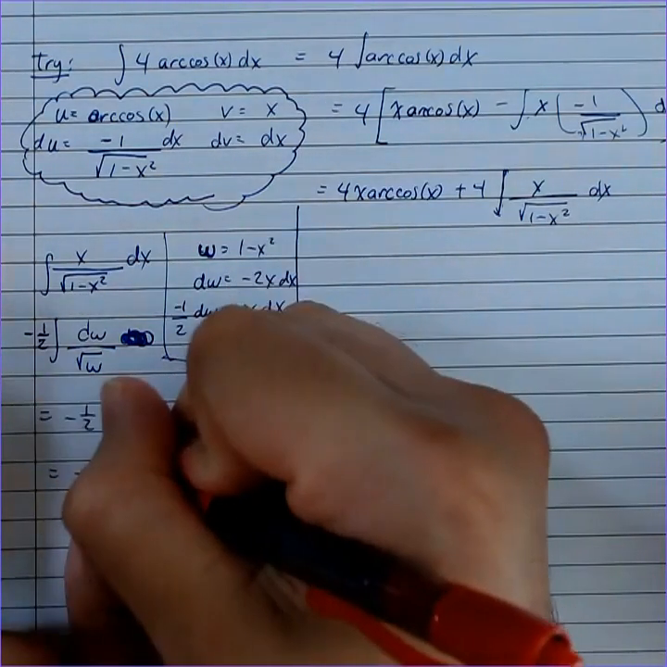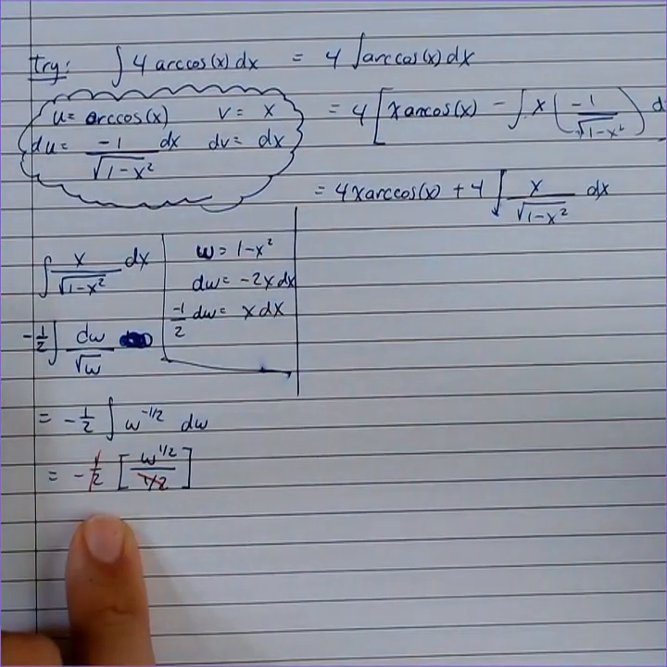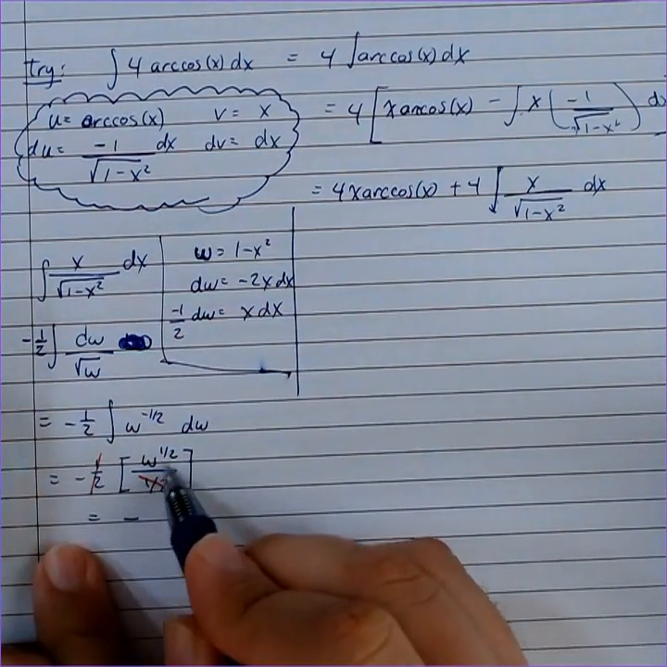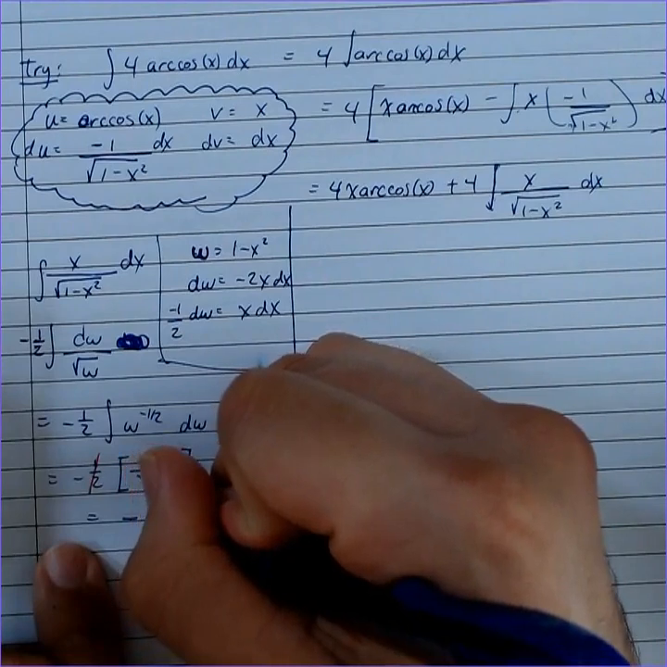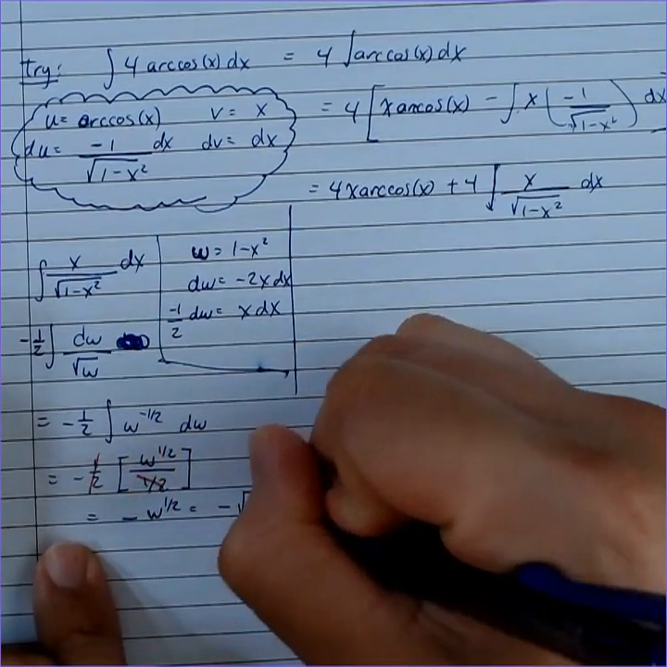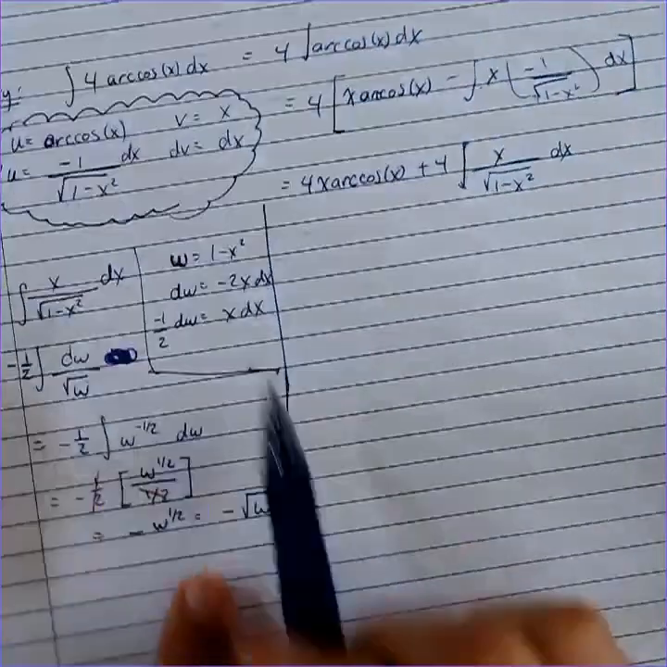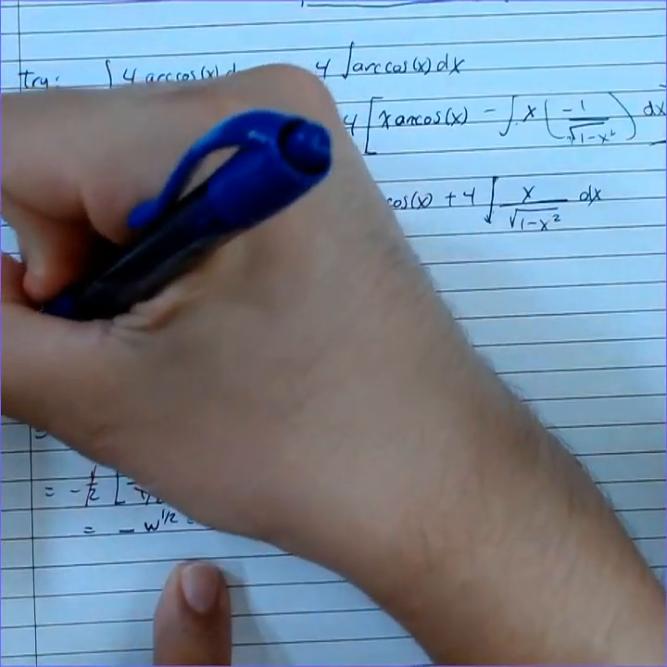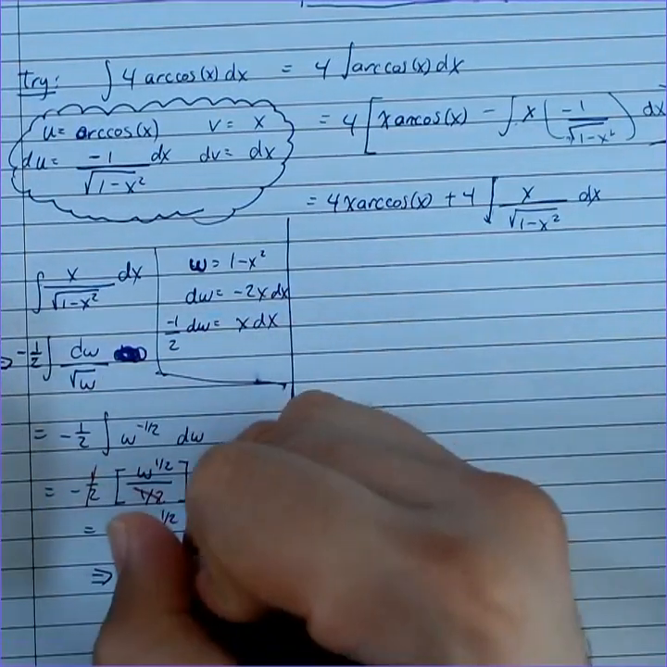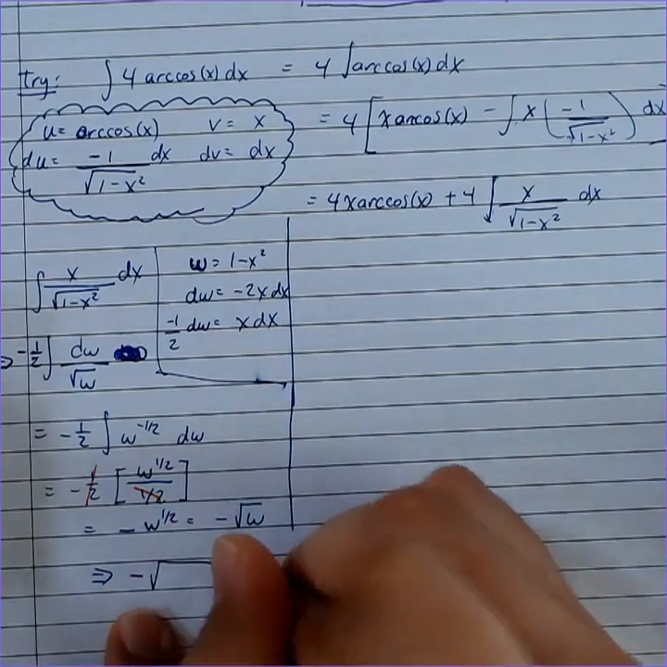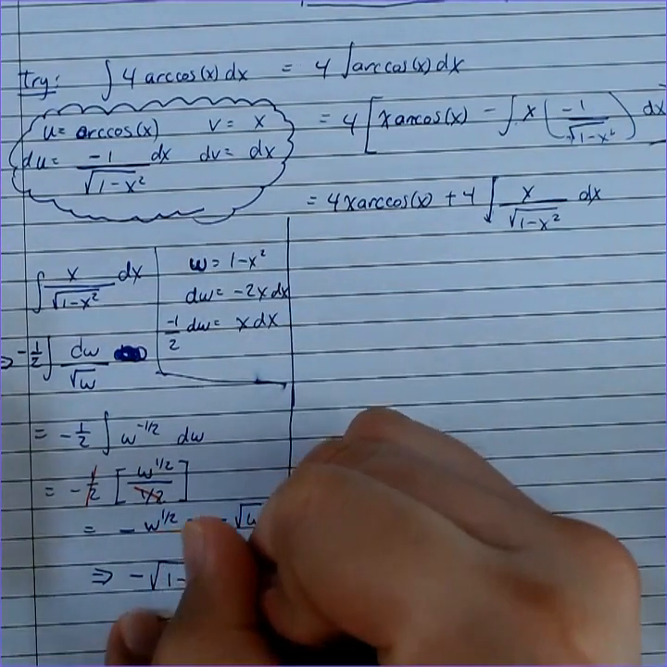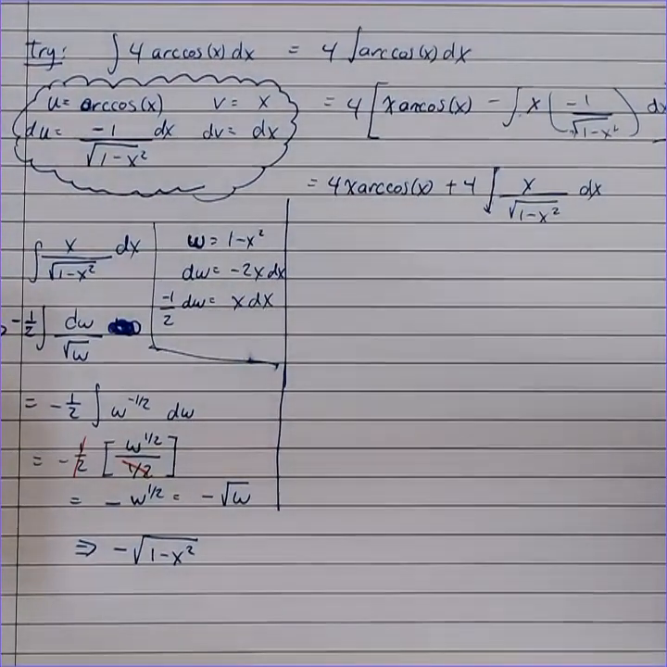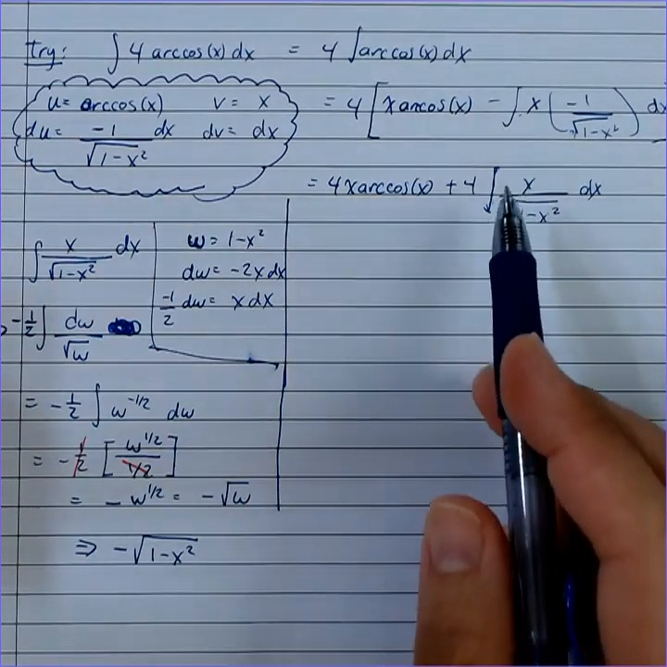Here, these two numbers divide out, half divided by a half, and we're left with negative, these are gone, w to the 1/2, or if we prefer, negative square root of w. But of course, w is just a stand-in for 1 minus x squared. So right here, after our substitution, we can back substitute, and we get a result of negative square root of that w. Just like that. But that is the product. That's the integral here.